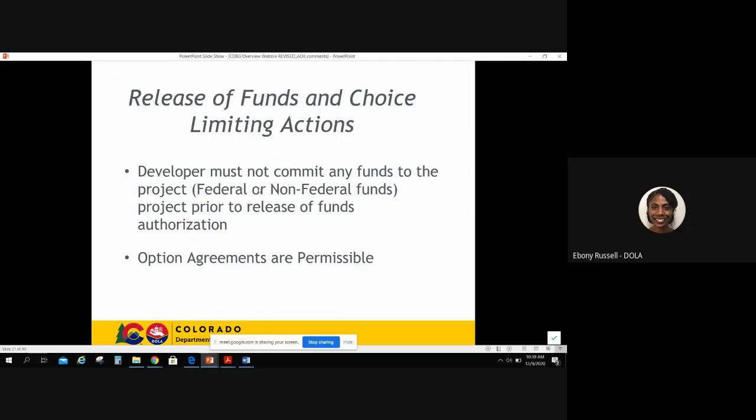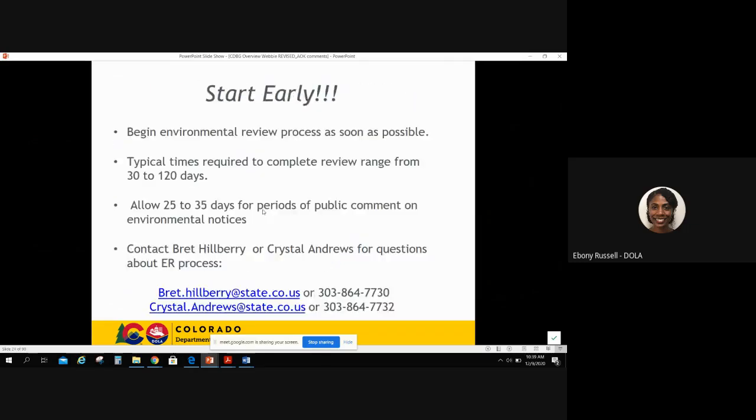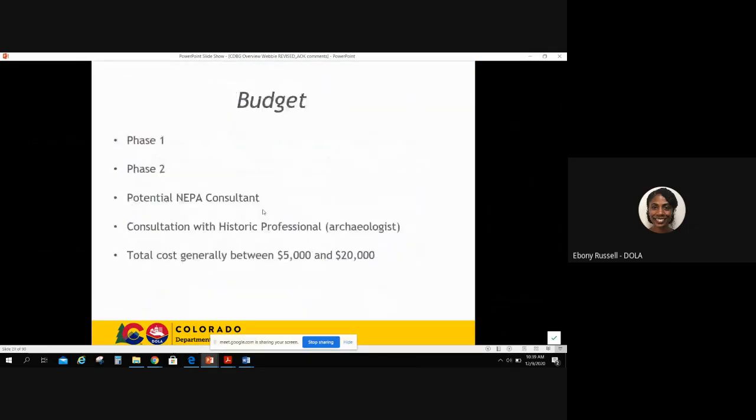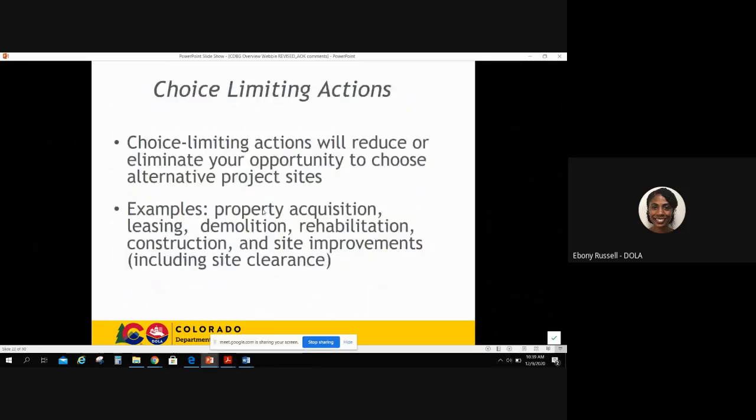So option agreements are permissible, but anything outside of that, no contracts, no agreements should be signed until you receive your release of funds for the environmental review. Because it would result in a choice limiting action. And as I stated earlier, the choice limiting action reduces your ability to choose a different project site should there be a problem with the site that you've chosen because of the environmental review.